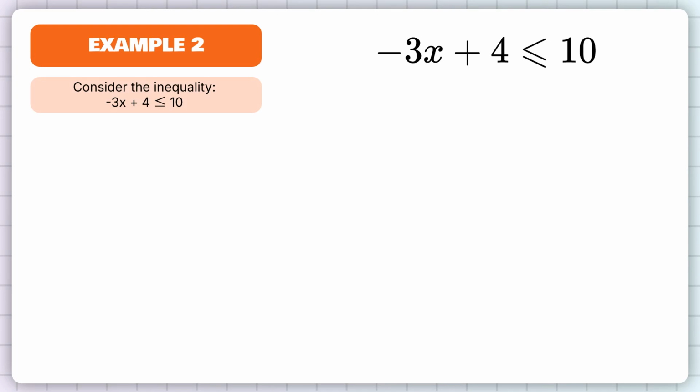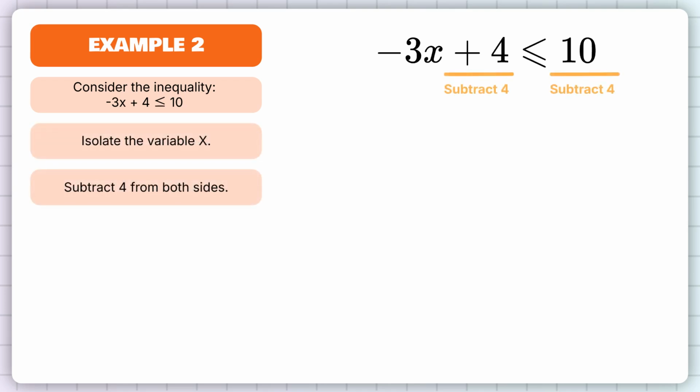Now let's try another example. Consider the inequality minus 3x plus 4 is less than or equal to 10. Here's a step-by-step solution to isolate x and plot this on a number line. First, subtract 4 from both sides of the inequality. This simplifies to minus 3x is less than or equal to 6.